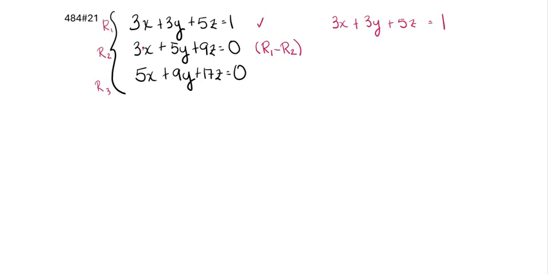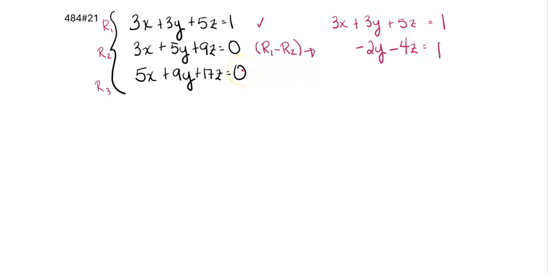And then I can say 3y minus 5y gives me negative 2y in my new second row. And then from the first row, 5z minus from the second row, 9z gives me negative 4z in my second row. And then don't forget to do the last term, what it equals. 1 minus 0 equals 1. So now I have a new second row. And I got it by taking the first row and subtracting the second row from it.